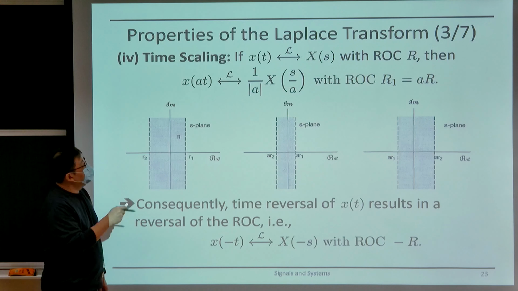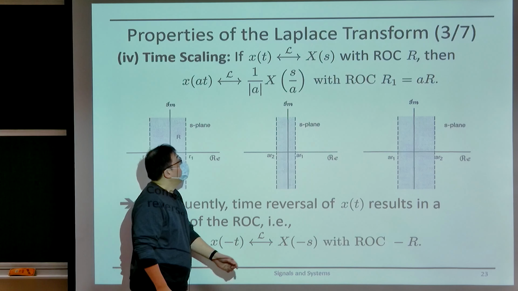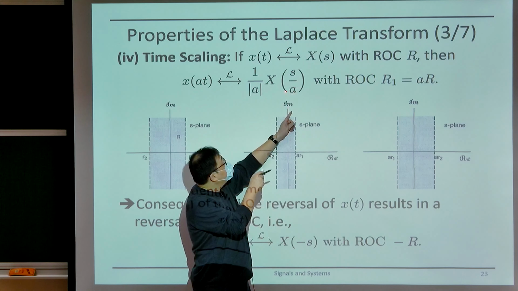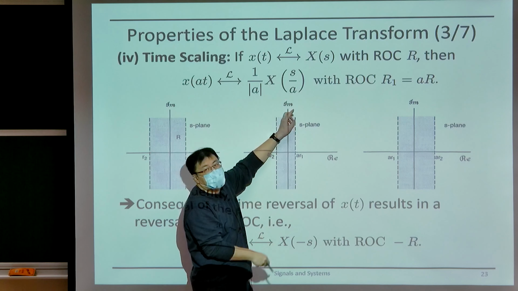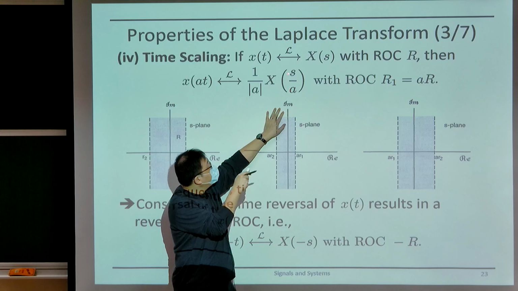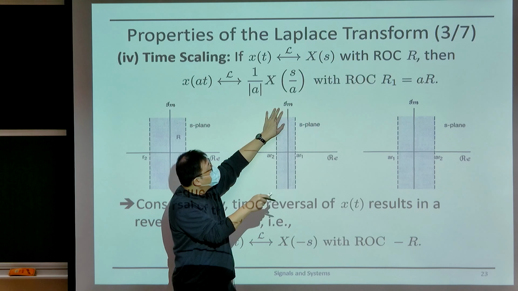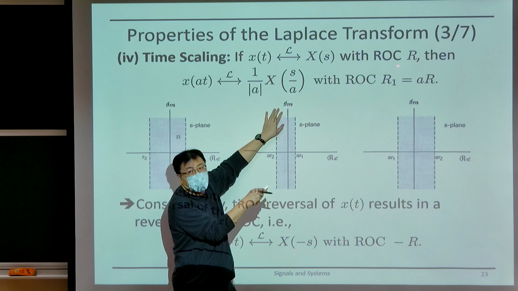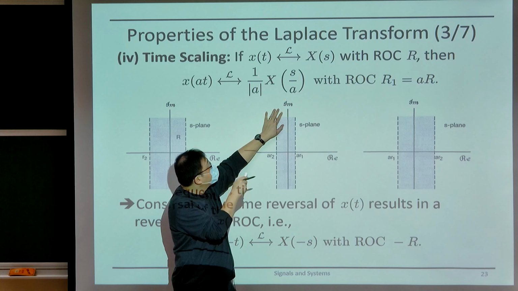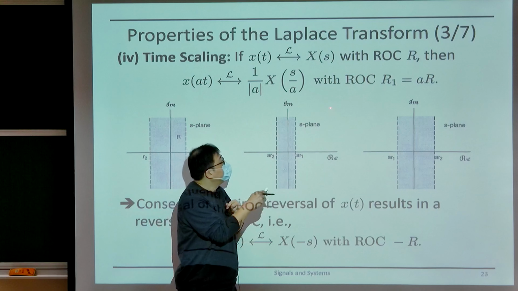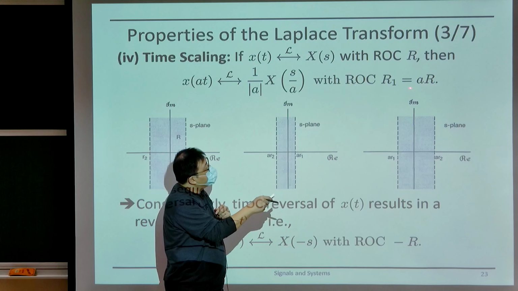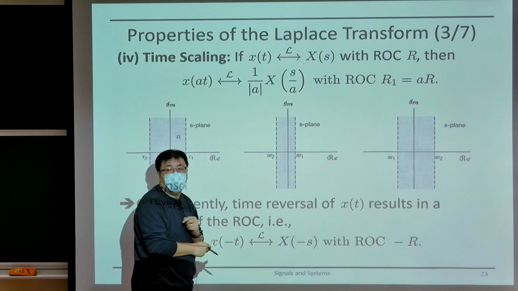For this transform to exist, X of s over a must exist. Now this exists if s over a belongs to the region of convergence R. So this transform exists if s over a belongs to R. This means that s must belong to a times R. So the new region of convergence R1 is the original region of convergence scaled by a.